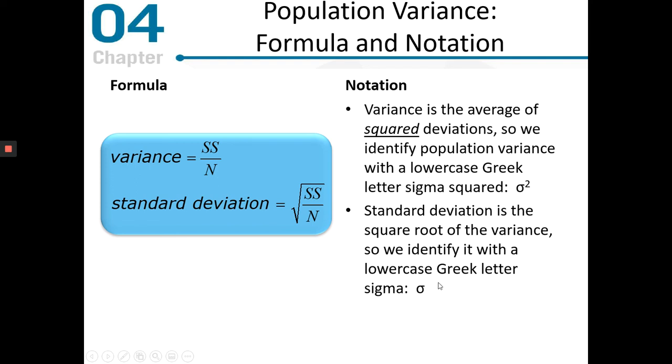The s's are for sample. Population is the little curly Q guy. The little curly Q guy is the standard deviation for the population. The little curly Q guy squared is the variance for the population. So s squared is the variance for a sample.